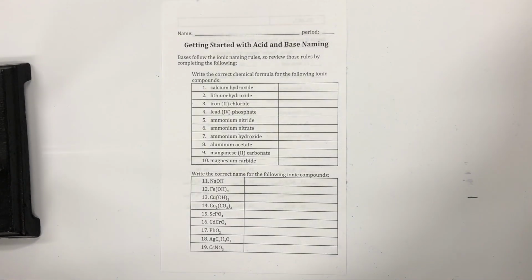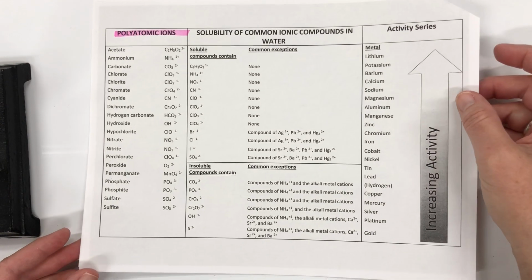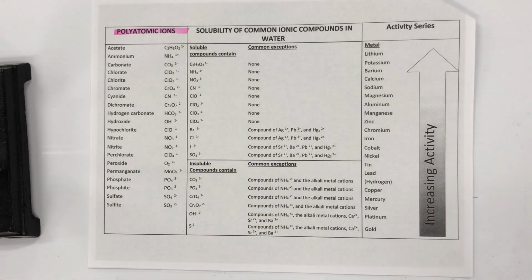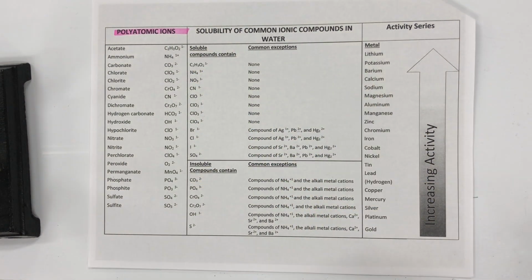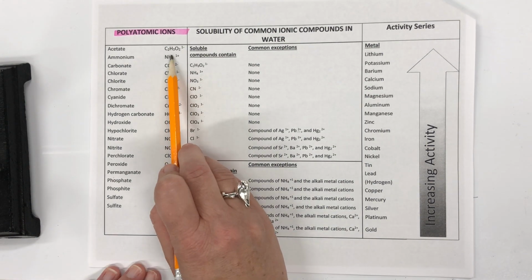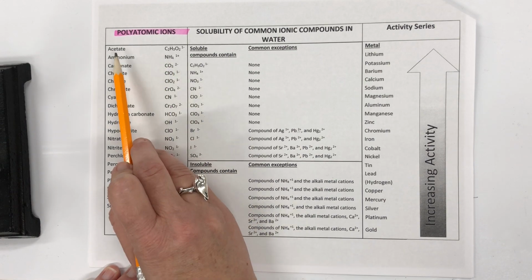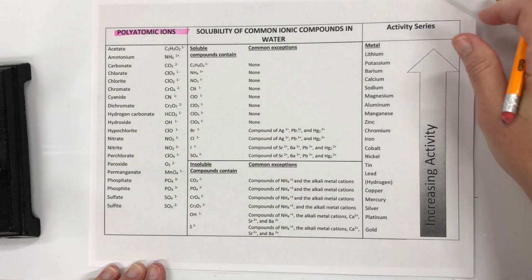The other thing that you're going to need to have is your polyatomic ion chart, which is in your reference materials, because you probably don't have these memorized, and I don't either. So whenever I see a formula and I recognize that it's a polyatomic ion, I have to go back and look up its name. For example, C2H3O2 is the acetate ion.